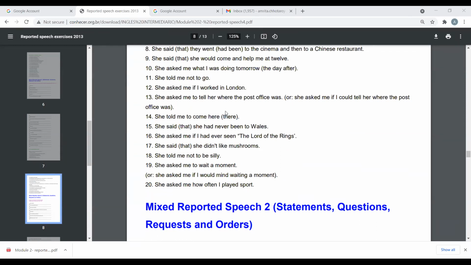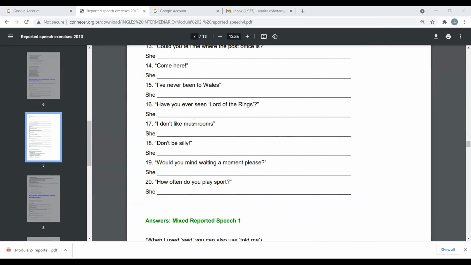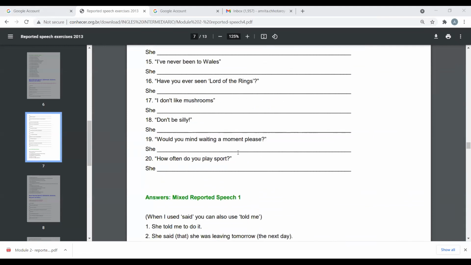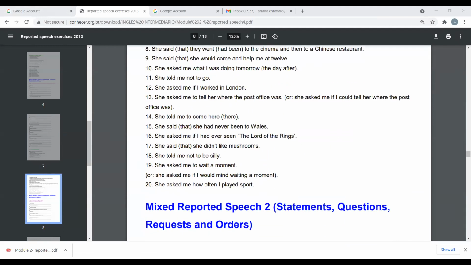Okay. Next question, number 16. Have you ever seen Lord of the Rings? Suppose somebody asks this question to you. In the direct speech, the person will ask you, have you ever seen the Lord of the Rings? This question will become, she asked me if I had ever seen the Lord of the Rings. The Lord of the Rings will remain within single inverted commas because it is the name of a movie.